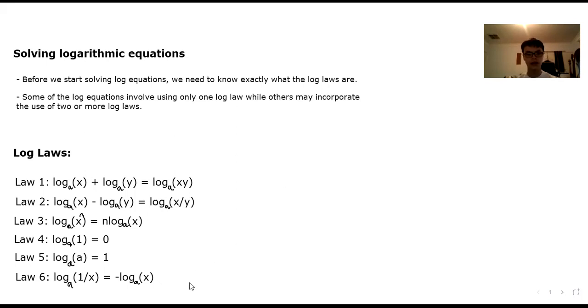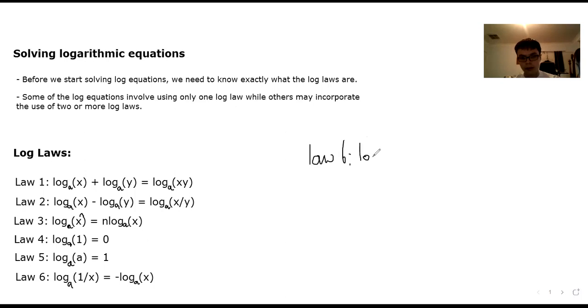And the last law that we need to deal with is law number 6. Law number 6 states that the log of 1 over x to the base a will just equal negative log x to the base a. So that should make sense. Let's have a look at log law 6 a little bit more closely, because I think that would make better sense then.